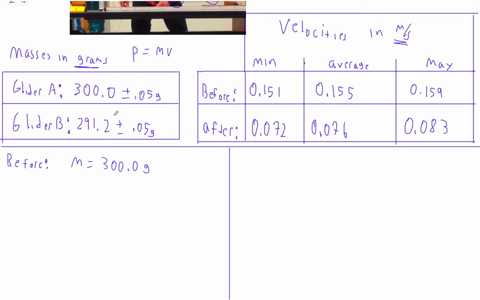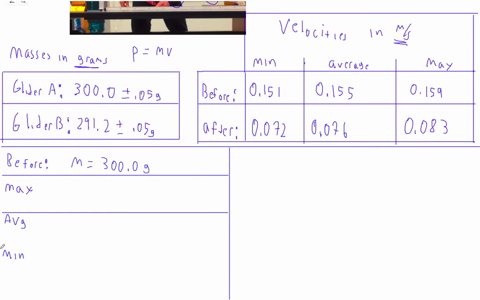Now, what we want to do is figure out the maximum momentum, the average momentum, and the minimum momentum. Max, average, and minimum before. That looks like this. I'm just going to divide up my space here because my writing tends to be sloppy, and the more organized I can be, the better this is for you.